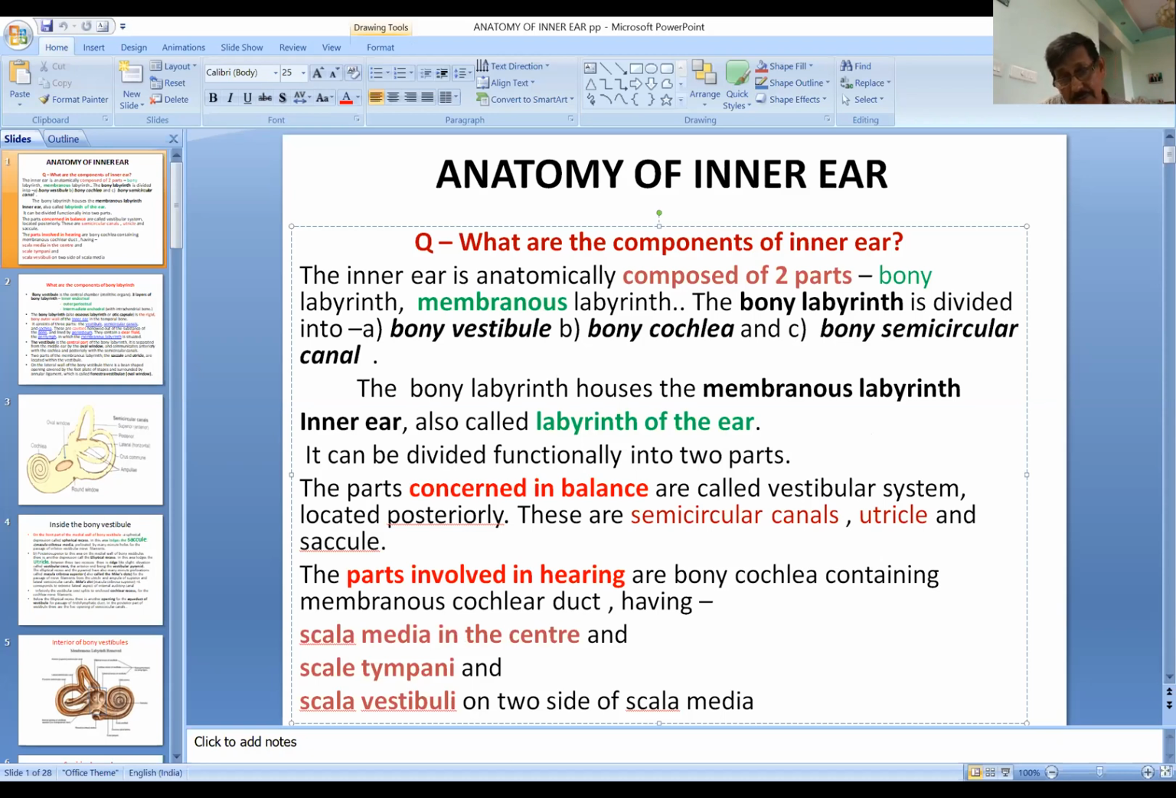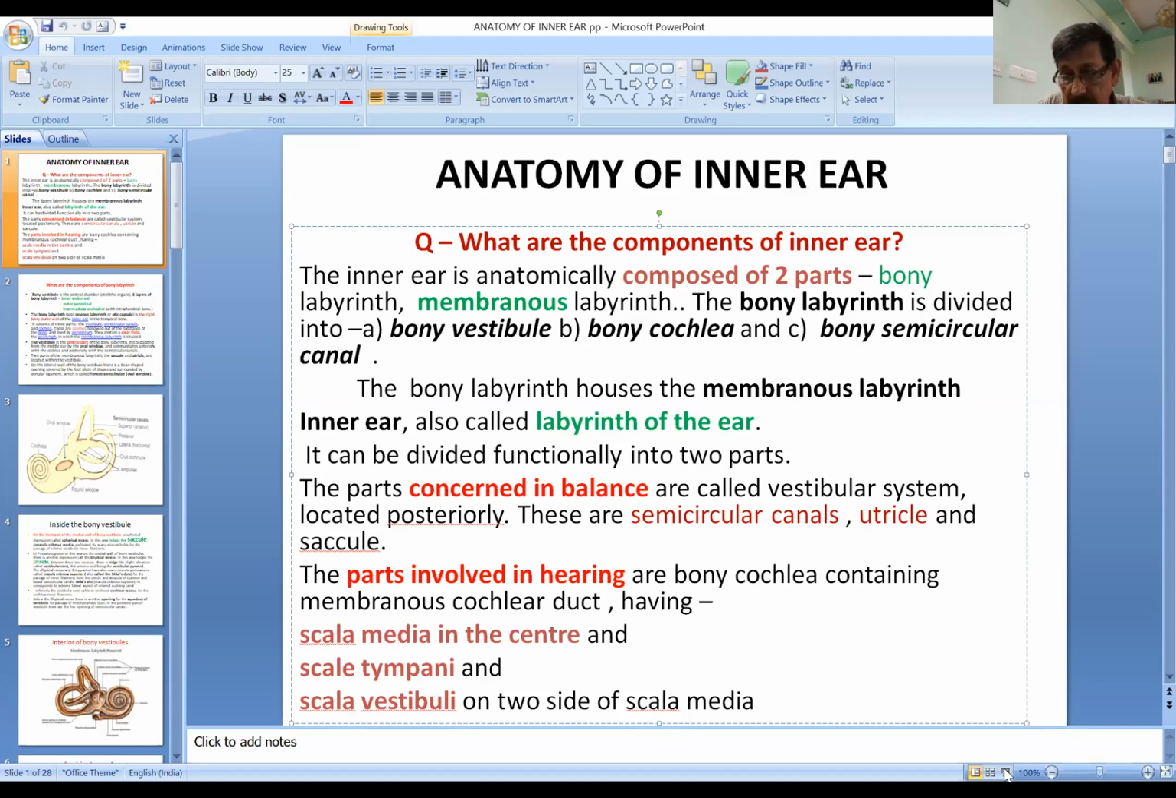The vestibule is concerned with balance, that is the vestibular system, and the anterior and medial part is the cochlea, whose membranous duct is mainly for hearing. The vestibule consists of the utricle, saccule and the semicircular canals, which are inside the bony vestibule. Similarly, the membranous cochlear duct, which is housed inside the bony cochlea, consists of the scala media, the scala tympani below, and the scala vestibuli above.